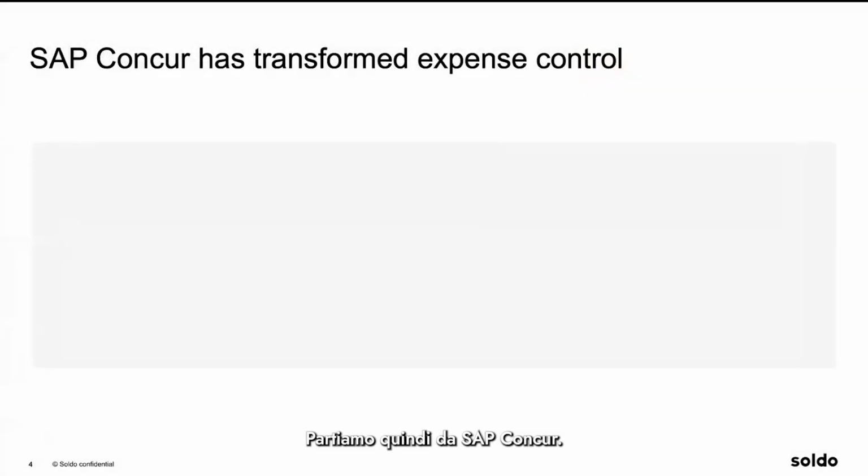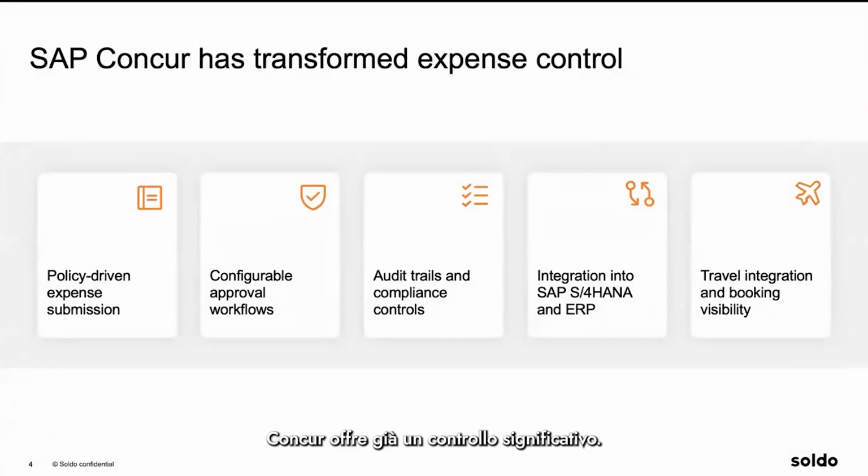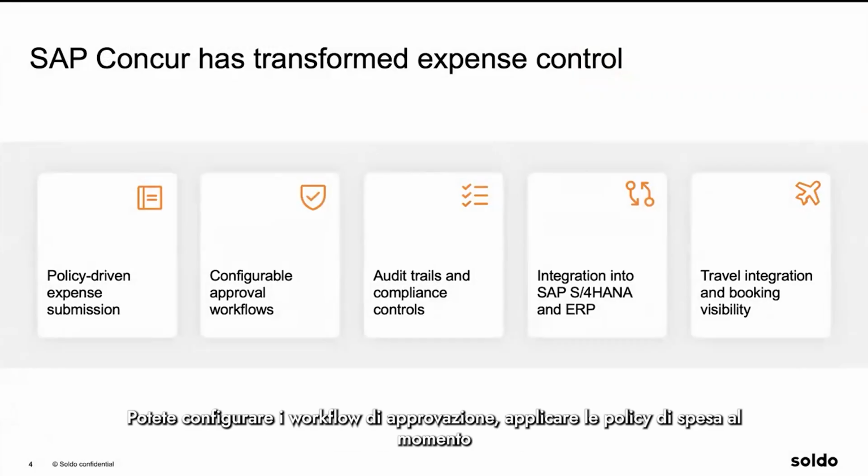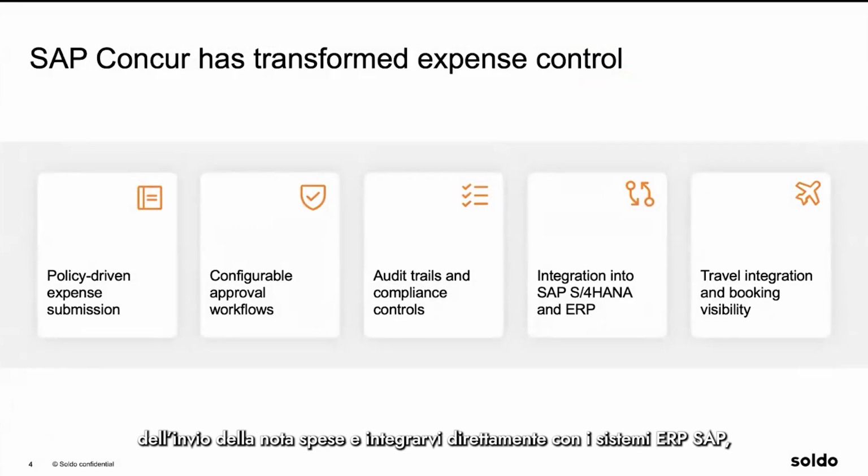So let's start by looking at SAP Concur. Concur already provides significant control. You can configure your approval workflows. You can enforce expense policies at time of submission of the expense. You integrate directly into SAP's ERP systems. You can maintain audit trails, track travel and expense through the modules. And for many organizations, implementing that has been a huge leap forward. Expense management became structured, became governed, and became compliant.